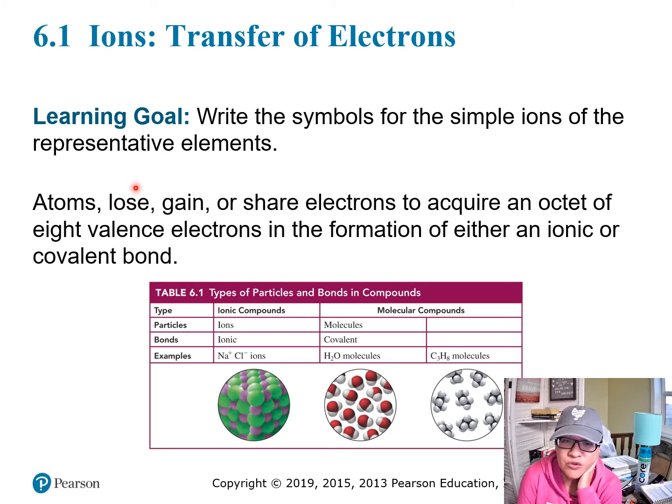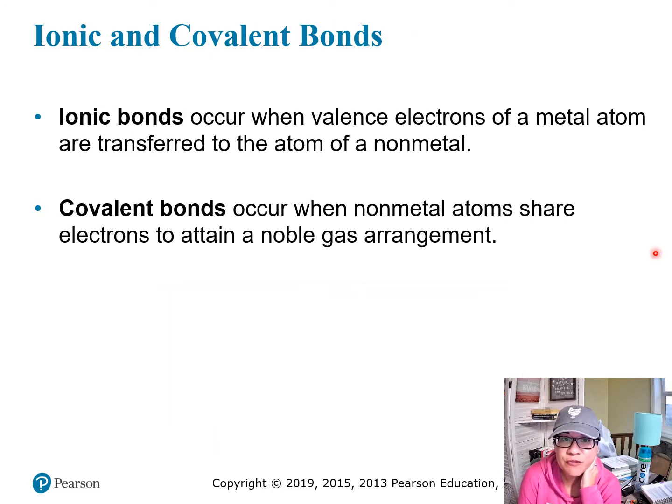And they're all going to do this in order to get 8 outer electrons, unless it's hydrogen, it'll gain 1 electron or lose 1 electron, and to get 2 or none. But otherwise, they're all going to get to that 8 valence electrons. And to do that, they're either going to form an ionic or a covalent bond. So these are the 2 different types of bonds.